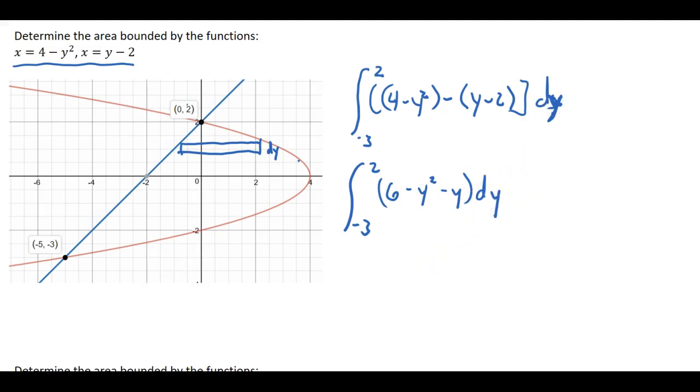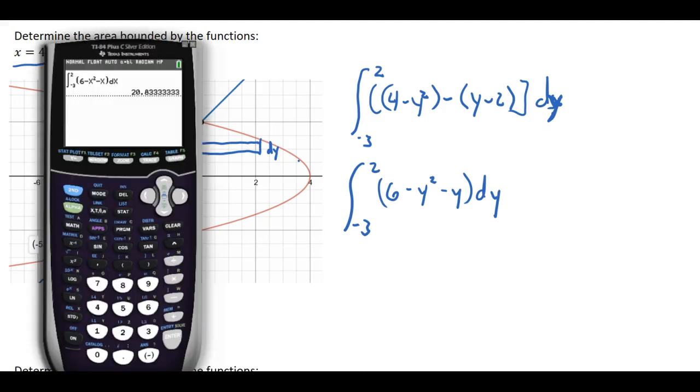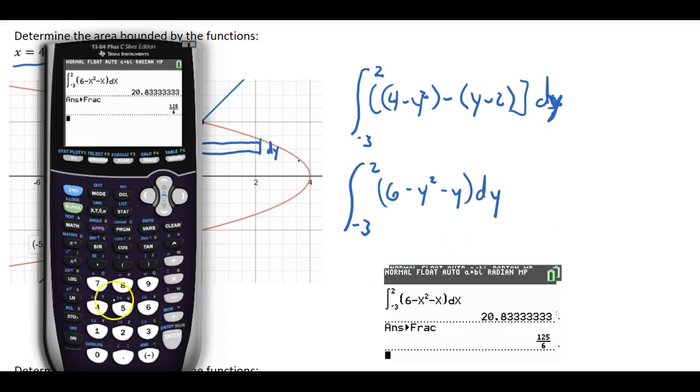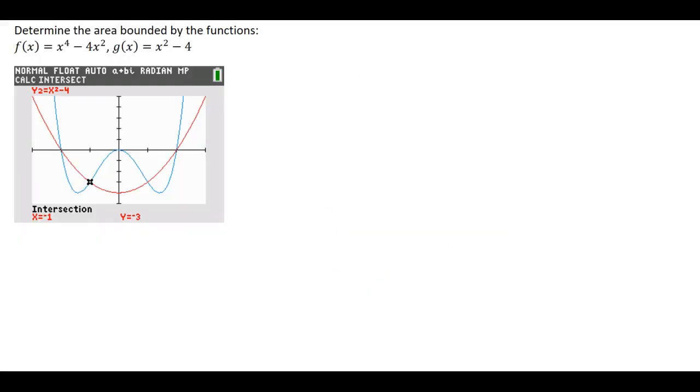I'm going to do this on my calculator. I did it on my calculator, and the calculator doesn't care if it's in terms of x or y, so I just used x because it's easier. You'll notice I get 20.83 repeating, and if I want a fraction, I hit math, convert to fraction, and that's 125/6 square units. Alright, let's do one more example.